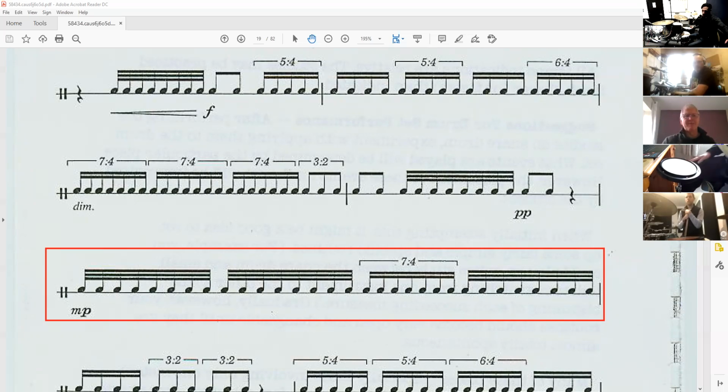Who's not familiar with Nate Smith? I'm going to say no. I'm not sure if it's a guy I've seen on Drummer World or not.